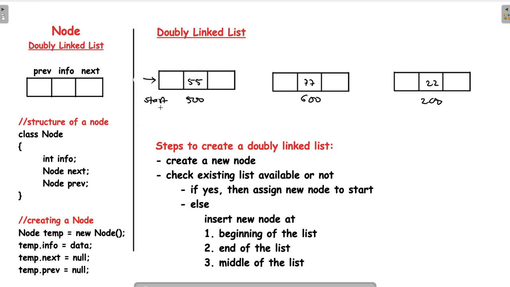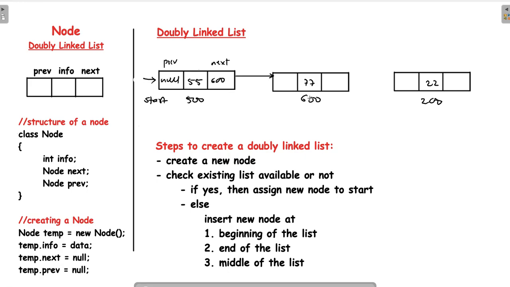And before this starting point, meaning before the 500 address, there is no node. So I'll be writing null here in the previous field. So we cannot go back because there is a null address. But after 500 I want to go to 600. So simply you will write 600 here. So this is your next field which is pointing to the new node whose address is 600.